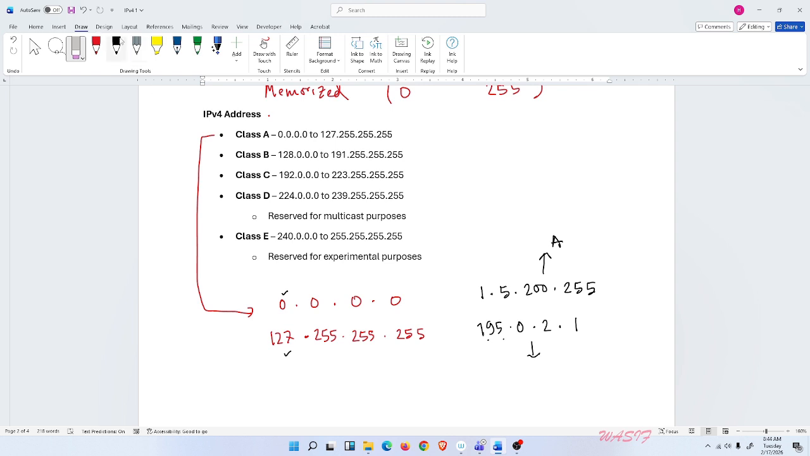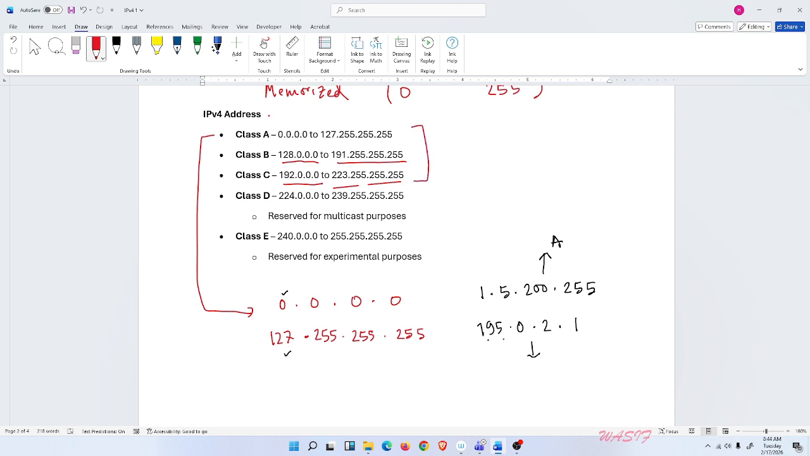Similarly, you need to memorize for class B: 128.0.0.0 to 191.255.255.255. For class C, 192.0.0.0 to 223.255.255.255. Now, mostly we will be working with these 3 classes.